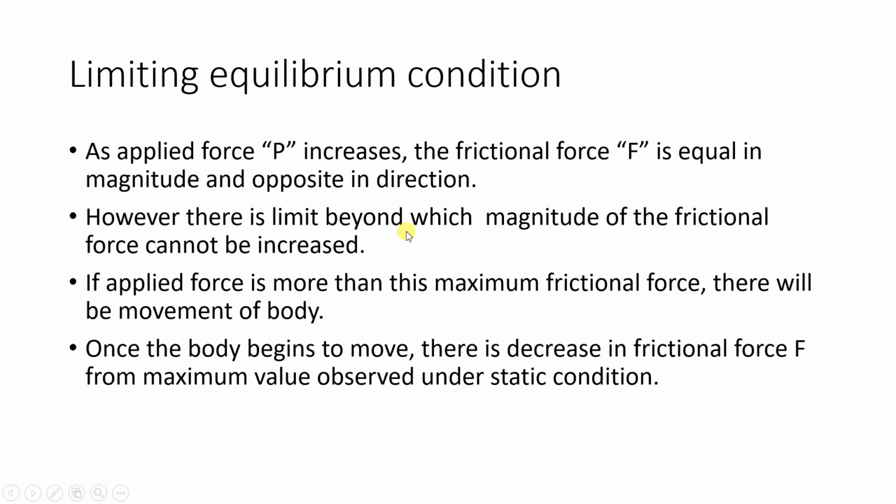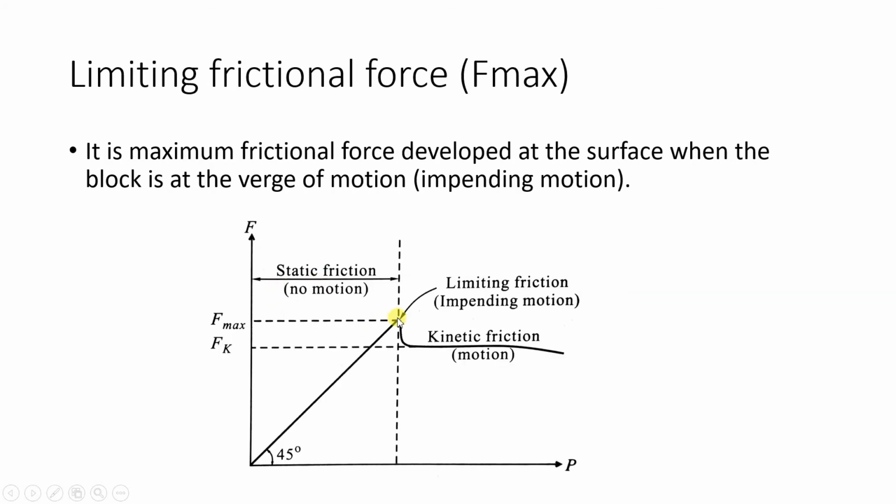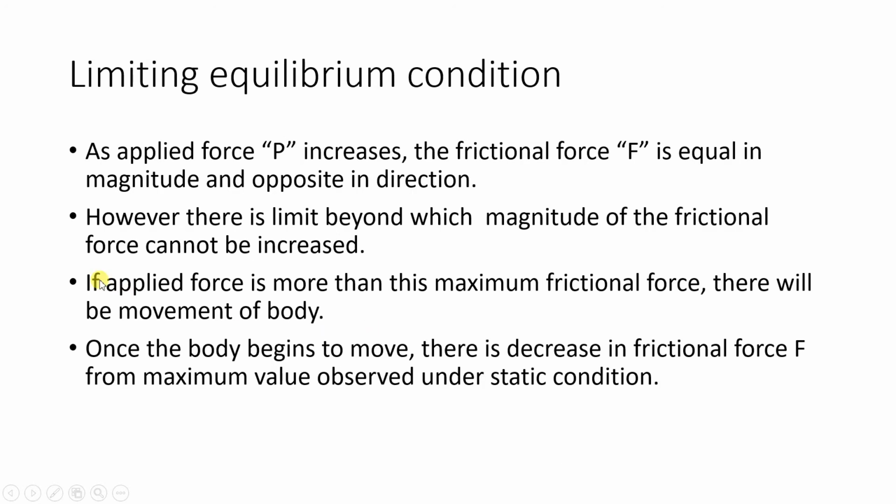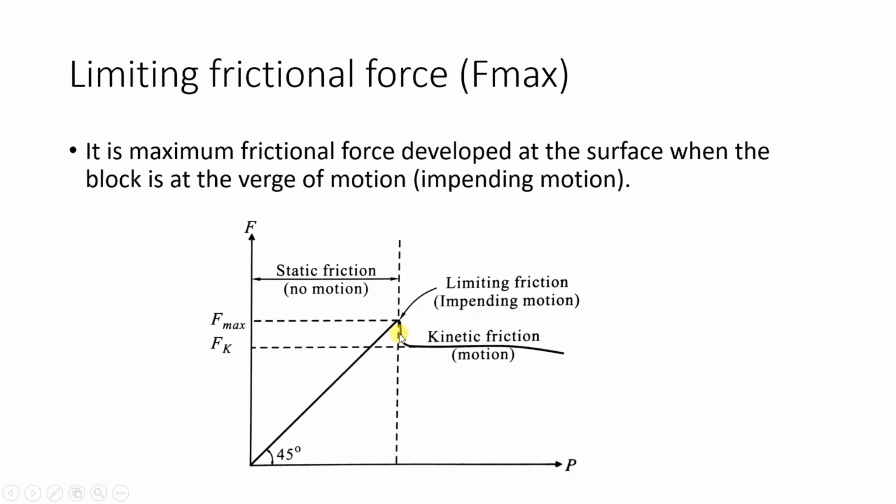However, there is a limit beyond which the magnitude of frictional force cannot increase. So what is that limit? This is the limit, the maximum frictional force. If the applied force is more than this maximum frictional force, there will be movement of the body. Once the body begins to move, there is a decrease in frictional force F from the maximum value observed under the static condition. So here you can see this value has decreased.